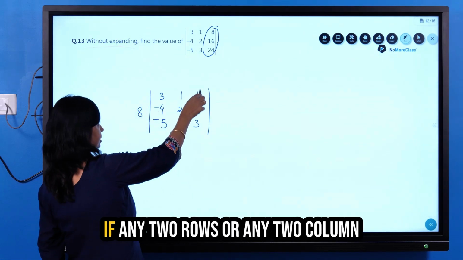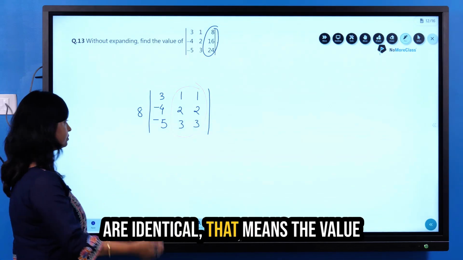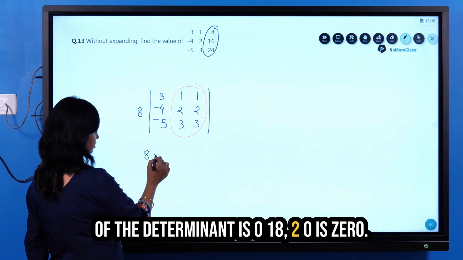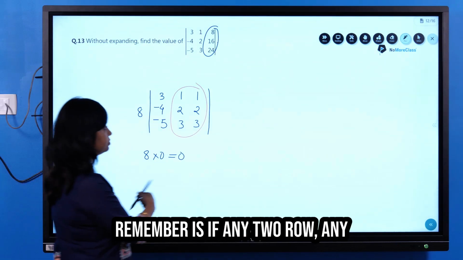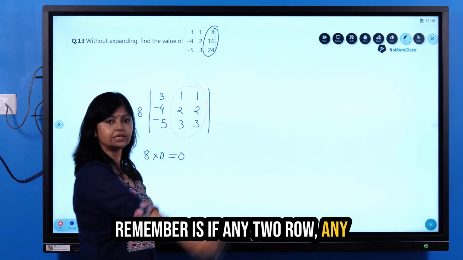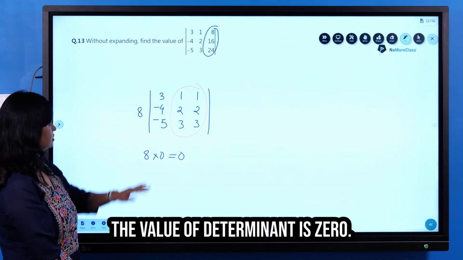Here, if any two rows or any two columns are identical, that means the value of the determinant is 0. 8 into 0 is 0. So the property that we have to remember is if any two rows or any two columns are identical, then the value of the determinant is 0.